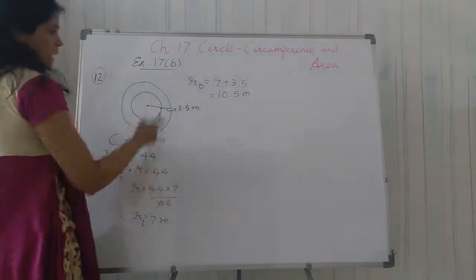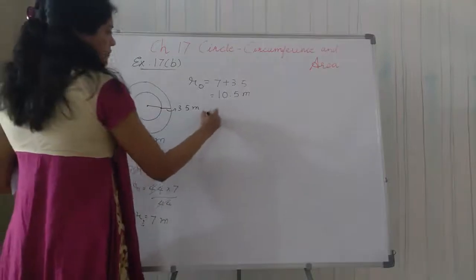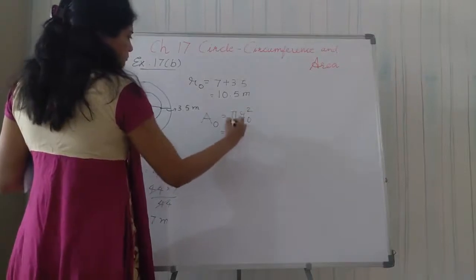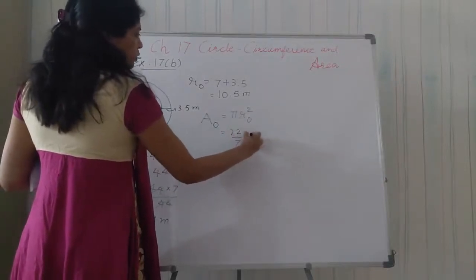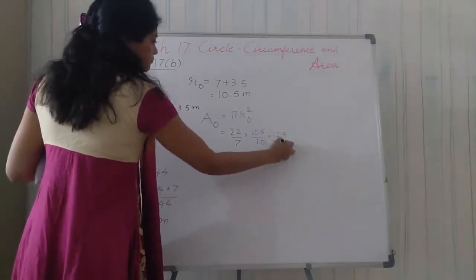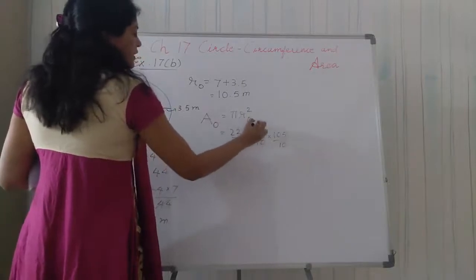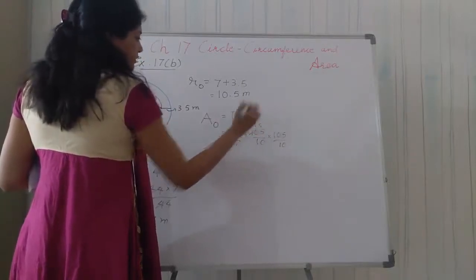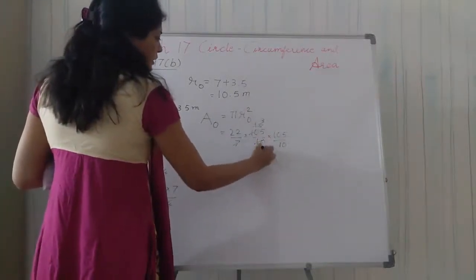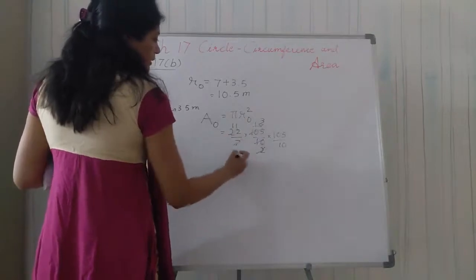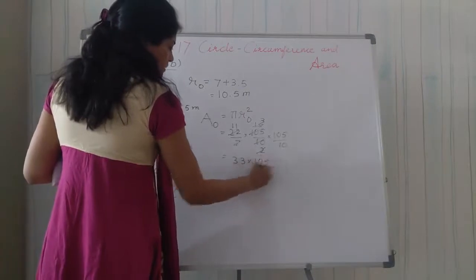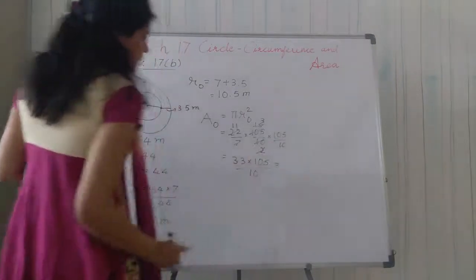Now we find the area, outer area minus inner area. So outer area is equal to pi radius outer square. So that is 22 by 7 into 105 by 10 into 105 by 10. This is 7 ones are 7, 5 3s are, 5 2s are, 2 11s are, and now we calculate it to get our answer in point.